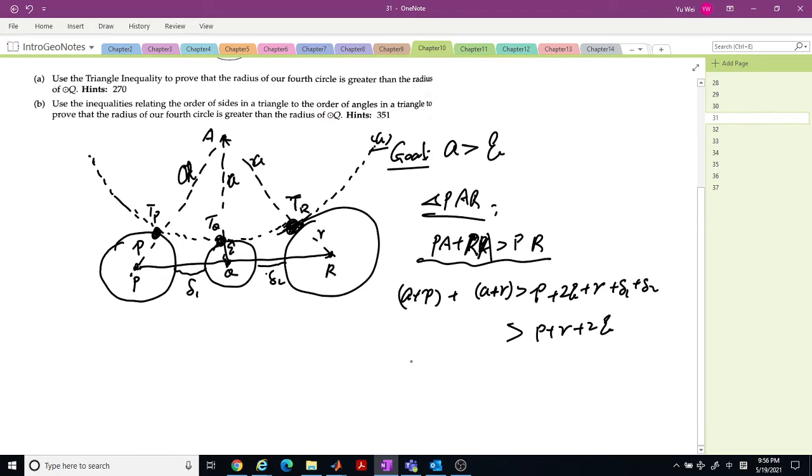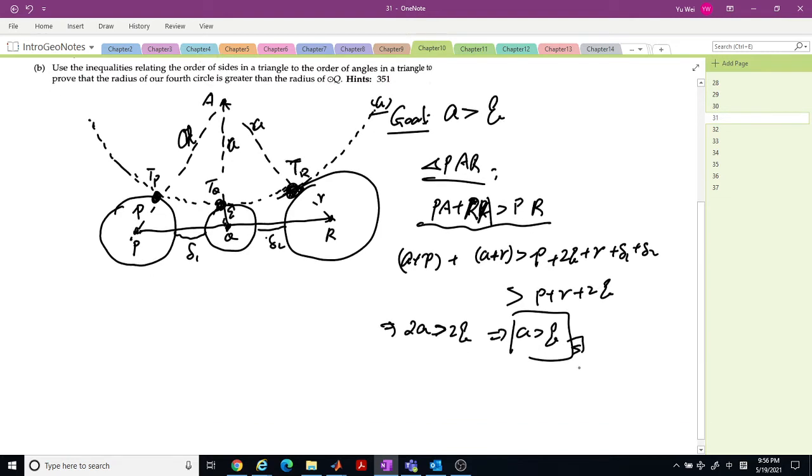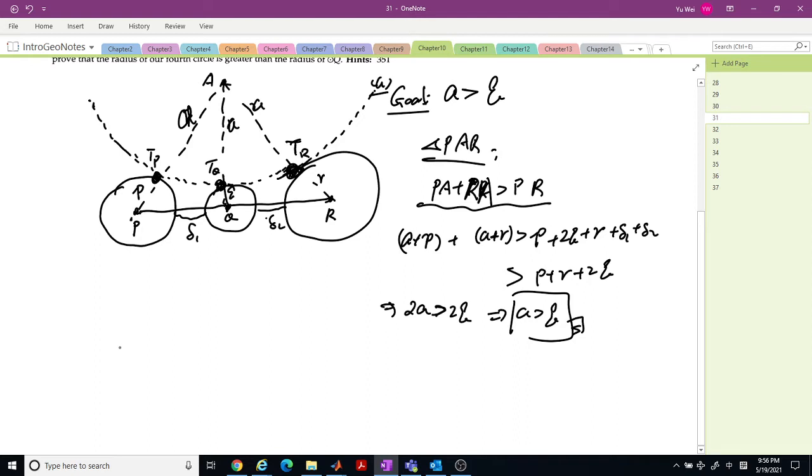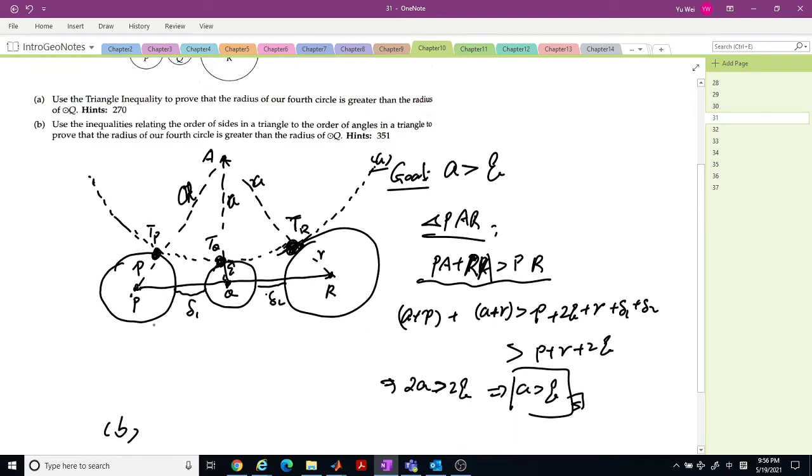Then we have the 2A is greater than the 2Q. Then we have the A greater than the Q. Okay, so this is the first way to prove it. And let's see what's the second one.